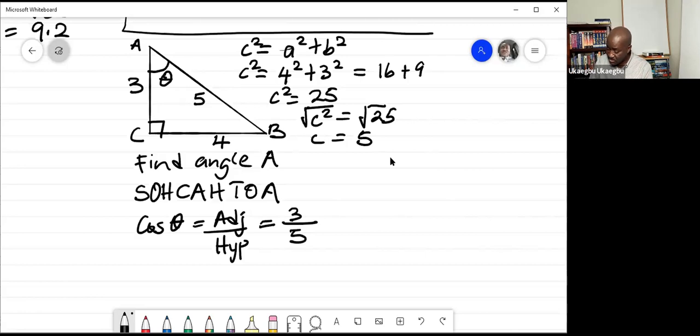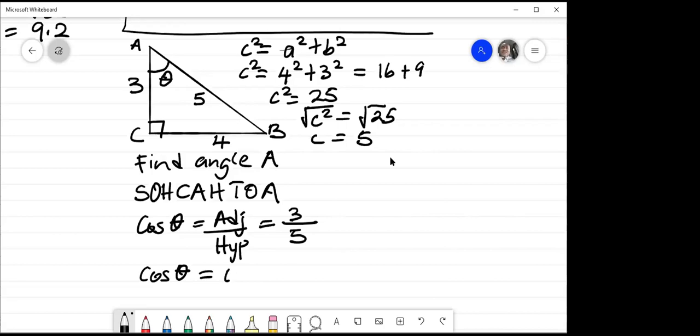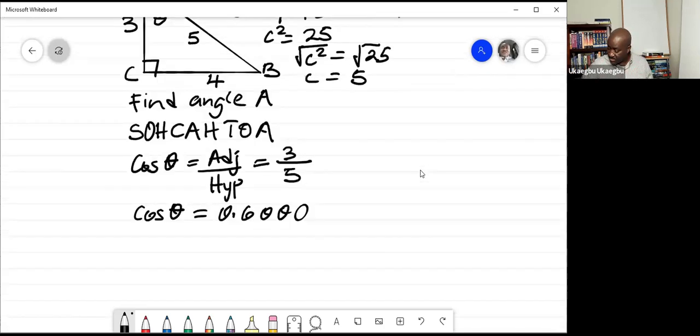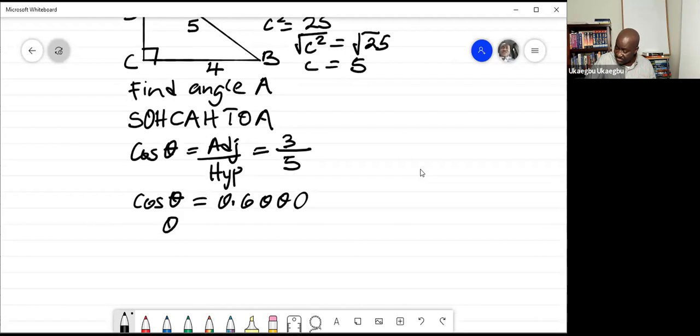All right. So cos of theta, which is cos A, is, use your calculator. Just divide 3 by 5, and that gives us 0.6. And then theta itself is cos inverse of 0.6.